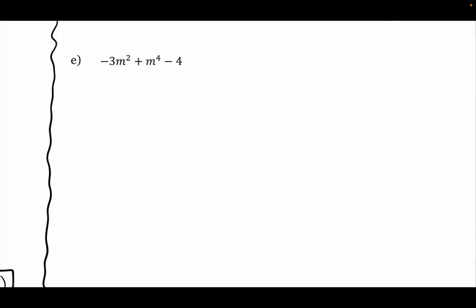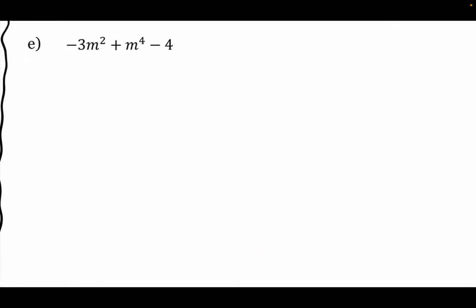Okay, so -3m squared plus m to the 4th minus 4. First step. Is it in descending order right now? No, we got to change a couple things, right? I got to switch the first two guys. The guy in first right now, I have to move because it's supposed to be in the middle. And this guy here has to go in front. So it should be m to the 4th minus 3m squared minus 4. That's how it should have been at the beginning, but we've tweaked it.